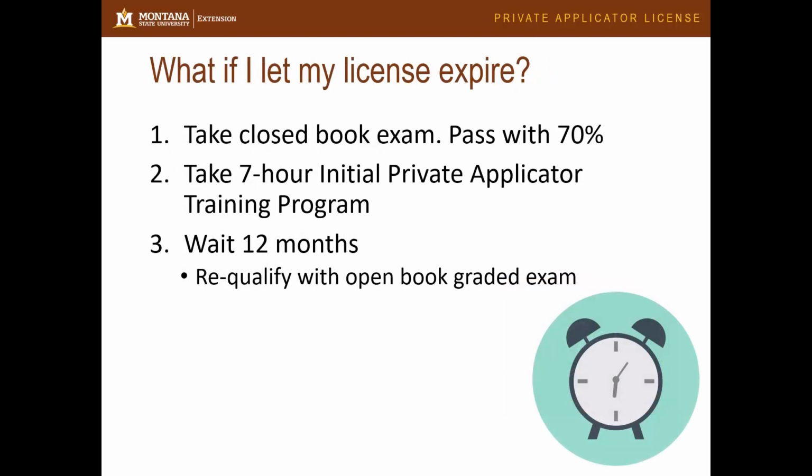If your license expires, meaning you did not get enough pesticide education credits and you did not take the exam in the last year of the cycle, you have a few options to obtain your license again. You can go to an MSU Extension office and take a closed book exam. You will need to pass this exam with a 70% or greater. You can also attend an initial training program, or if you wait 12 months after the expiration of your license, you can take an open book graded exam at the MSU Extension office. Again, you will need to pass with a 70% or greater.